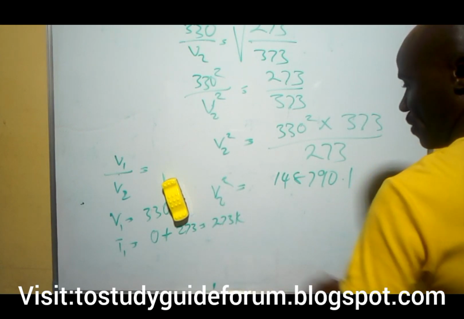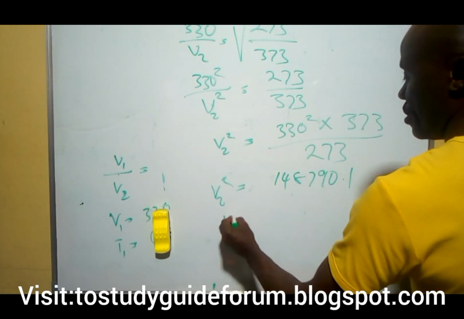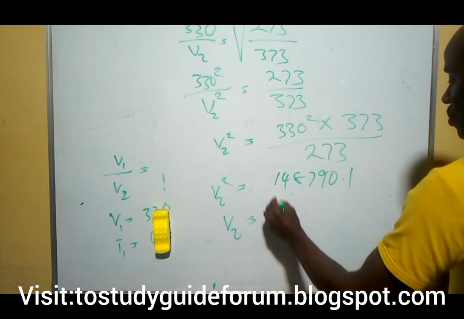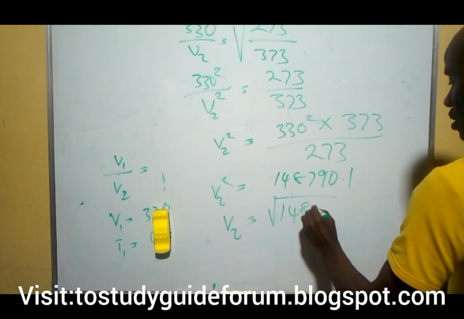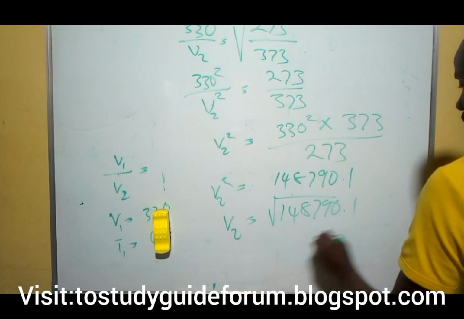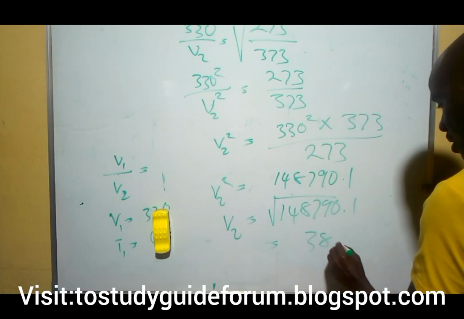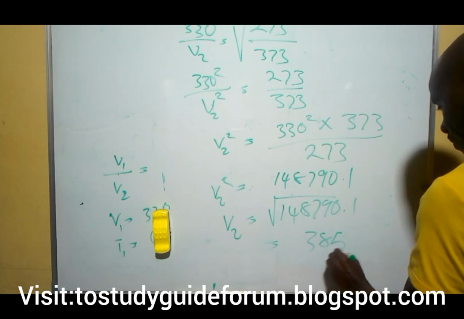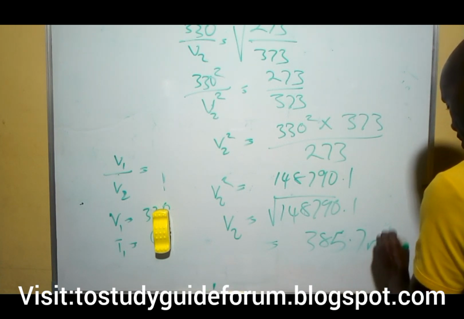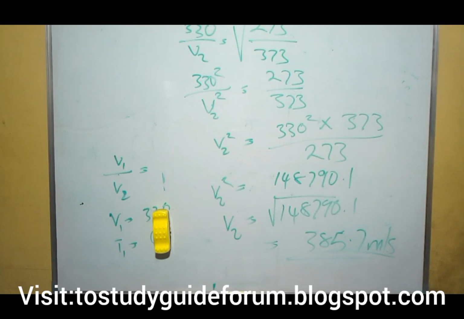Then getting the value of V2 will give us the square root of this 148,790.1. That will give us 385.7 meters per second. This is the final velocity.